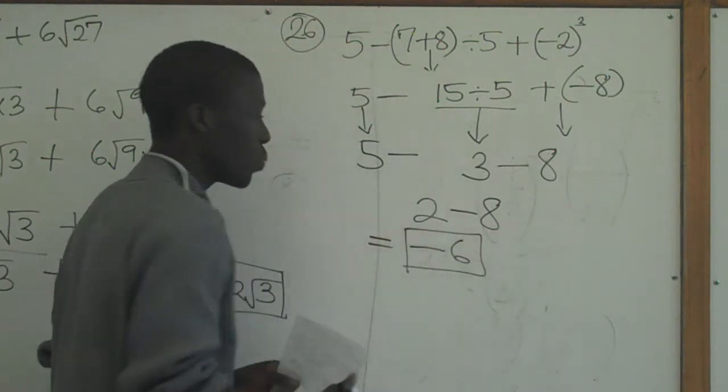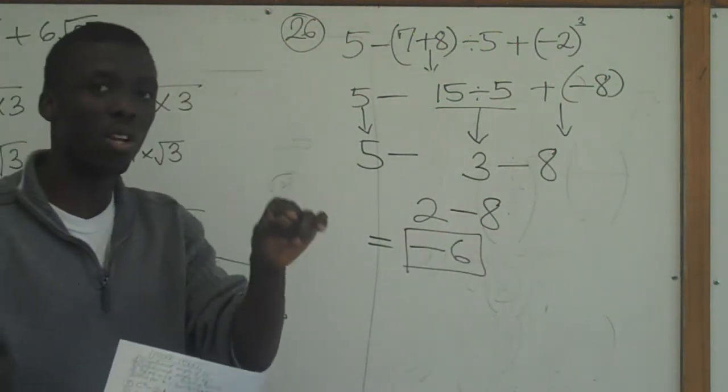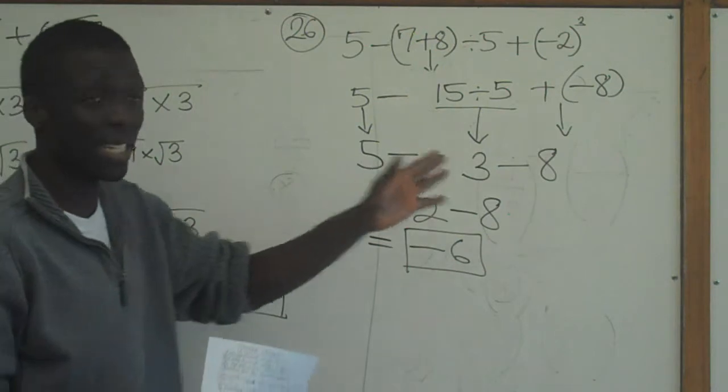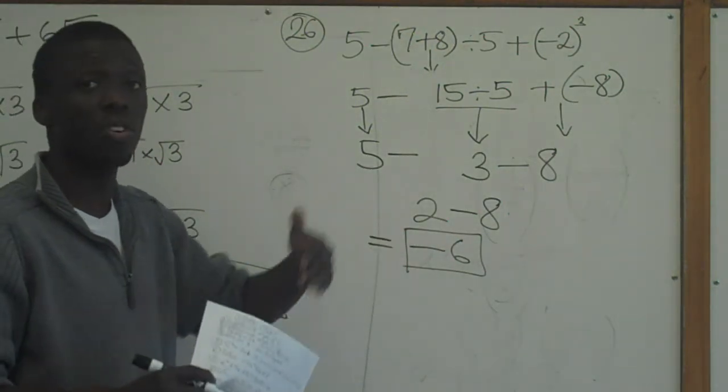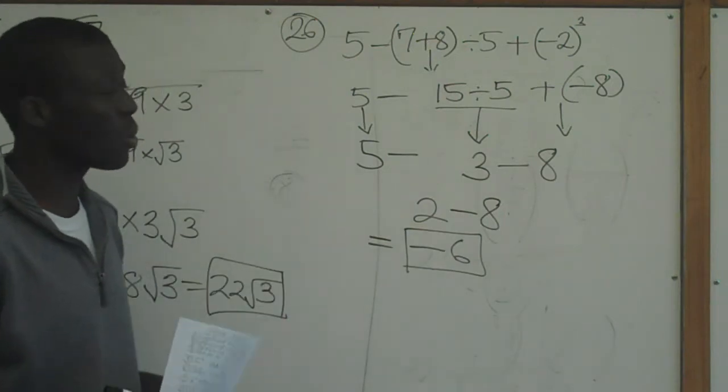That's how you solve such problems. Whenever a number is smaller than the number next to it, so 2 minus 8, your answer has to be negative, because 2 in a sense is not big enough to cover the number next to it. That's how you do number 26.